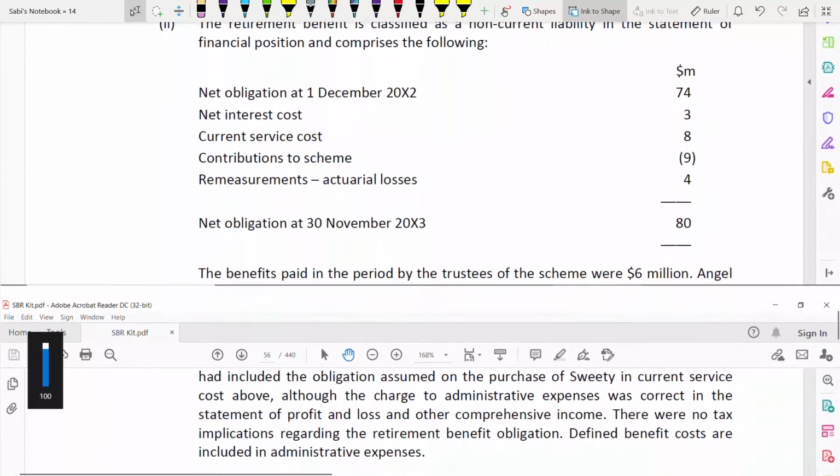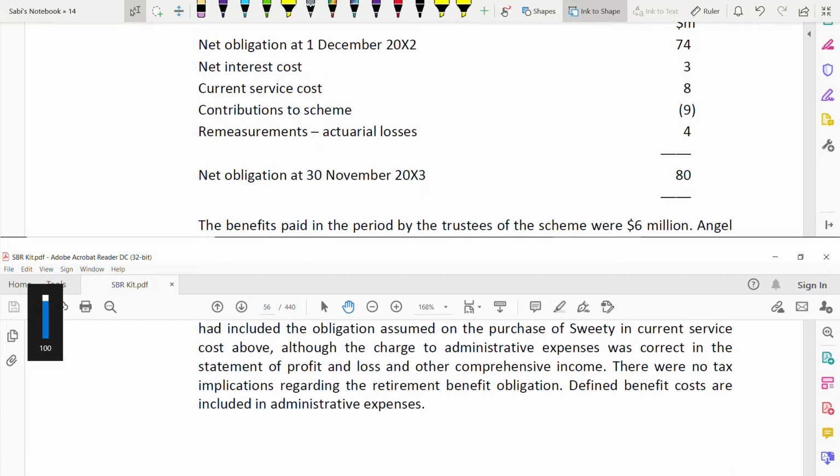Next we have the benefits paid by the trustee. The benefits paid by the trust of the scheme was 6 million. Angel had included the obligation assumed on the purchase of the suite in current service cost. So they included the 6 million, assuming that is an obligation, in the current service cost above. That means you have to take this out of the current service cost.